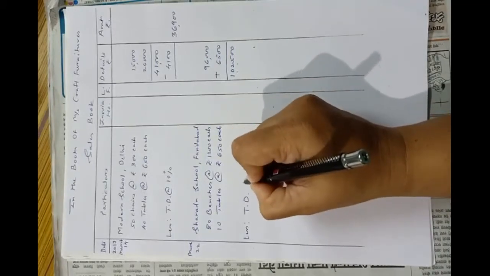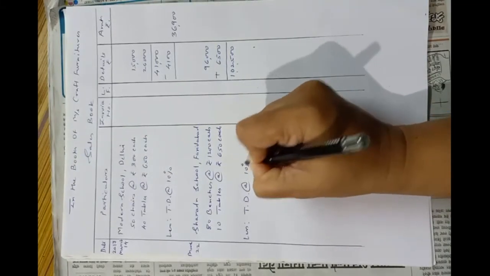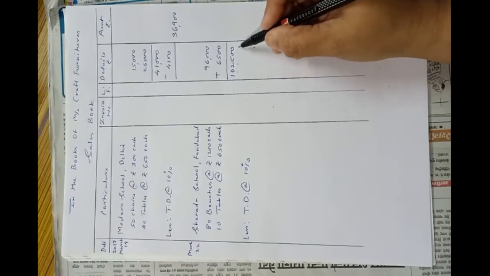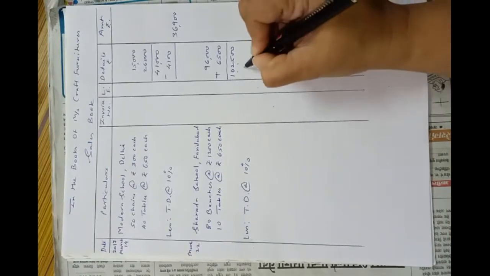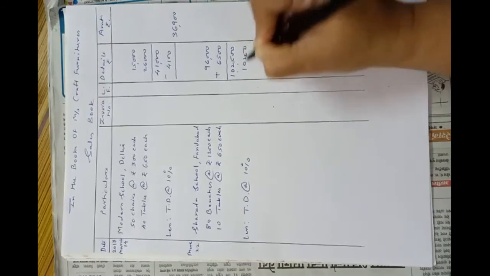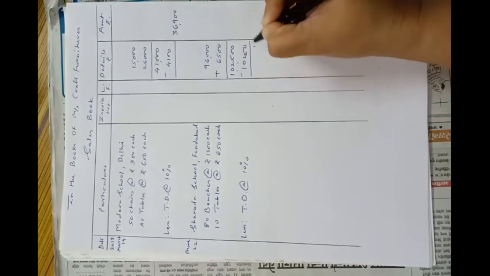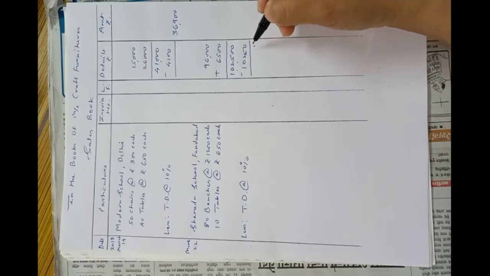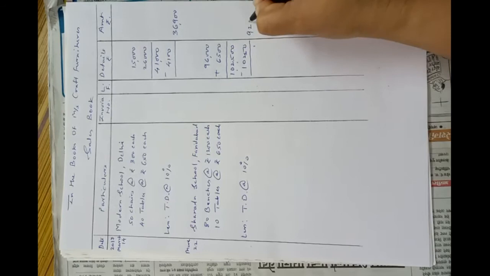Now less trade discount, again it is 10%. 10% of 1,02,500 is 10,250. So 10,250 will be deducted from this amount, and the final amount will be 92,250.